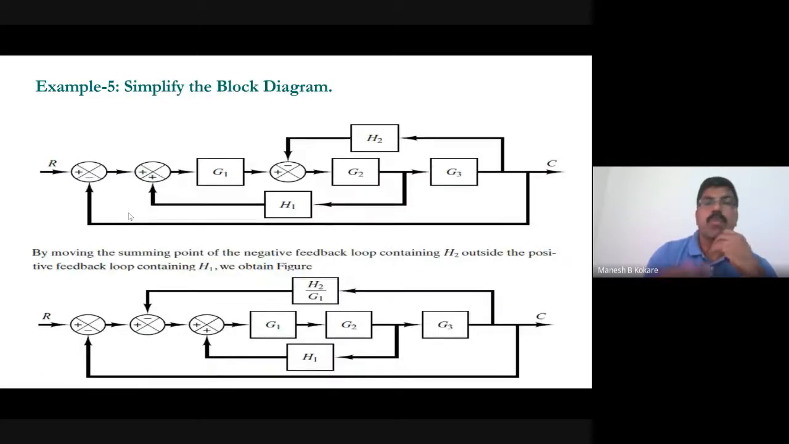So in that way you can solve, or you can change this summing point here. For changing the summing point, you have to add one more block in this loop, that is H2 by G1. So this is changed. Now this G1, G2 and H1 will be connected like this. We have just interchanged this summing point, right? So in that case you have to modify this to H2 by G1.